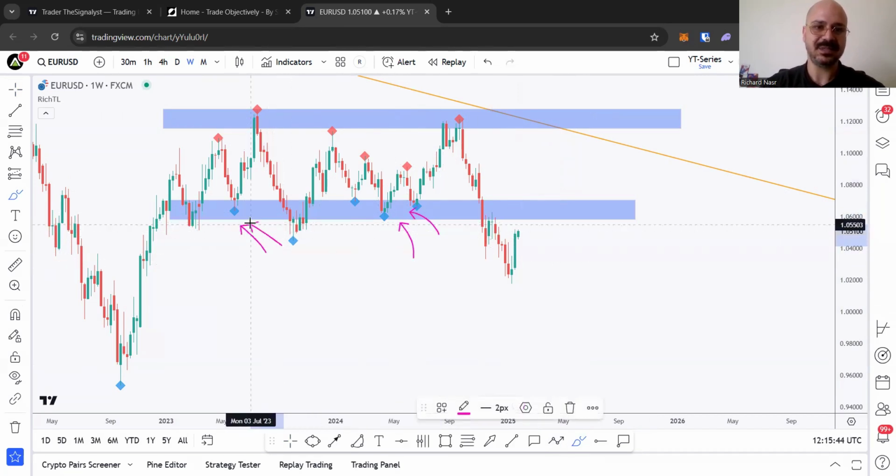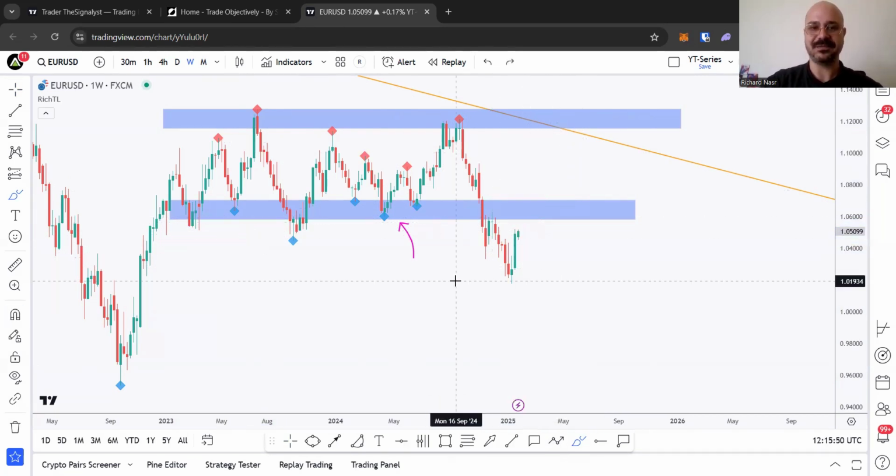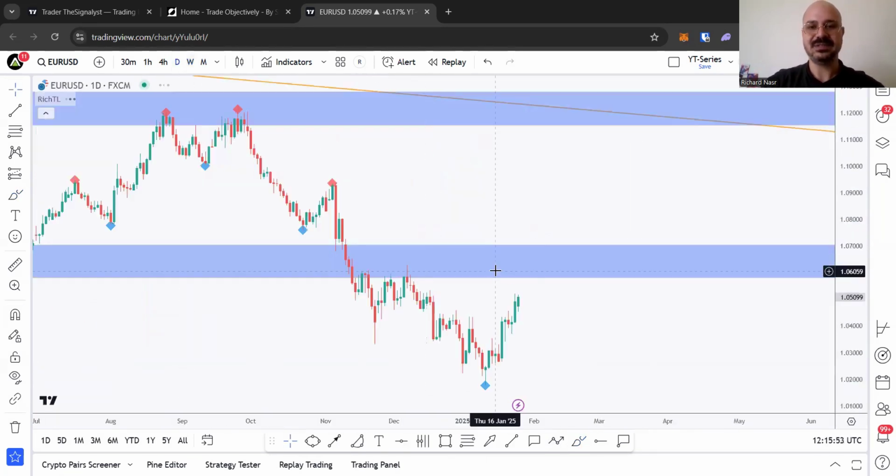We are currently here, previous support turned resistance. So as we approach it, we'll be looking for sell setups. If you zoom into the daily time frame, this is where we are. I can't really add much. We are simply in a correction phase.